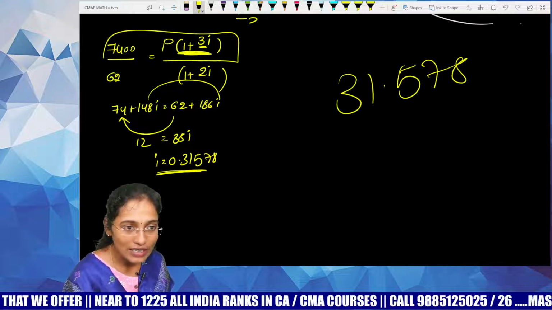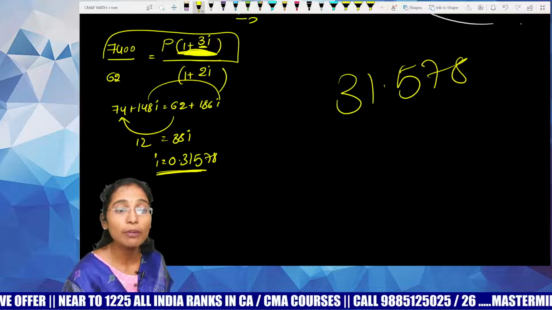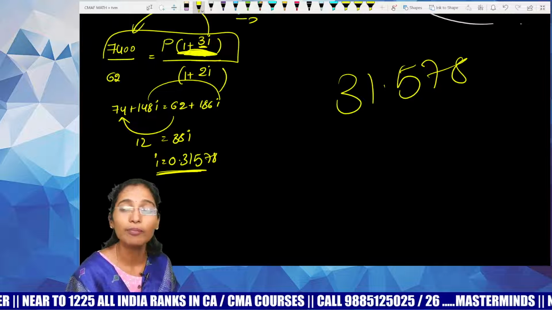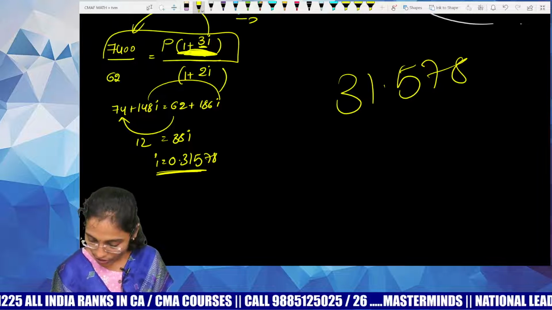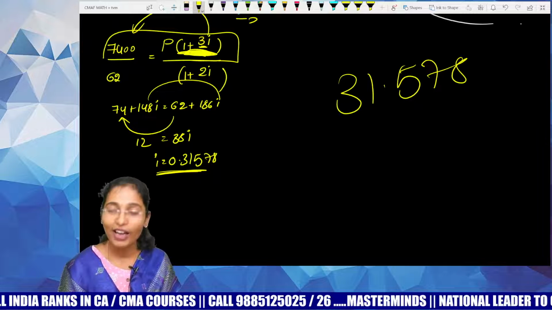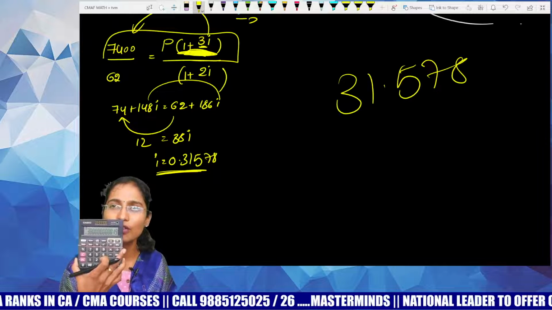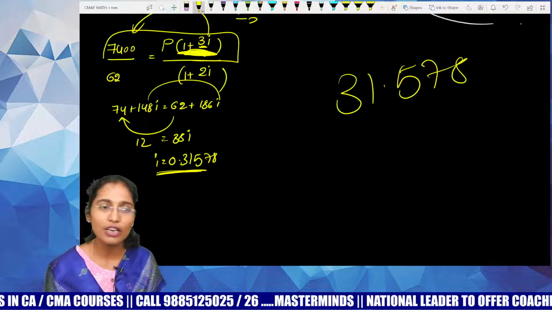I did 1 plus 3i. This 1 plus 3i is multiplying P. If I take it to the left side, it will become inverse. How to calculate the inverse? Divide, equals to 1 by that, into 7,400. I got 3,800.0000, which is taken as 3,800.